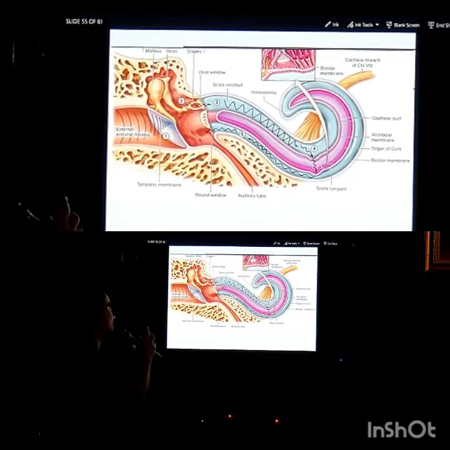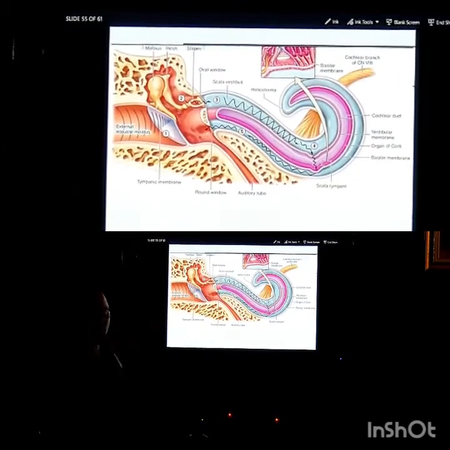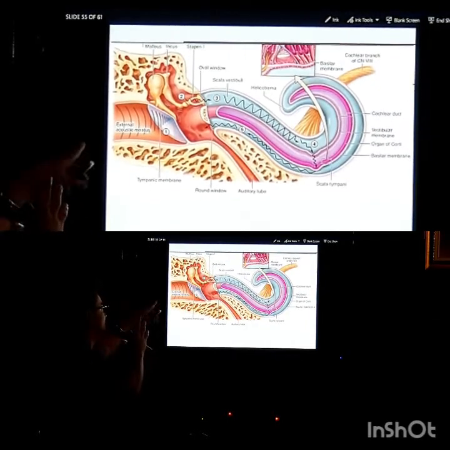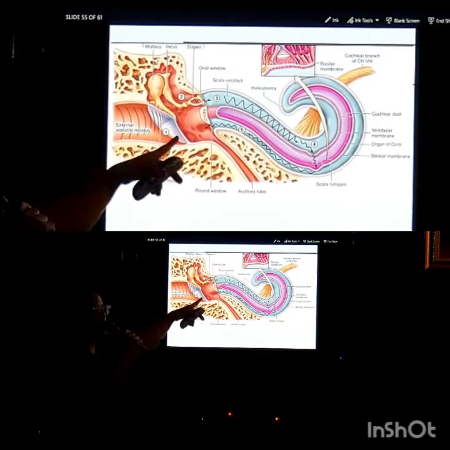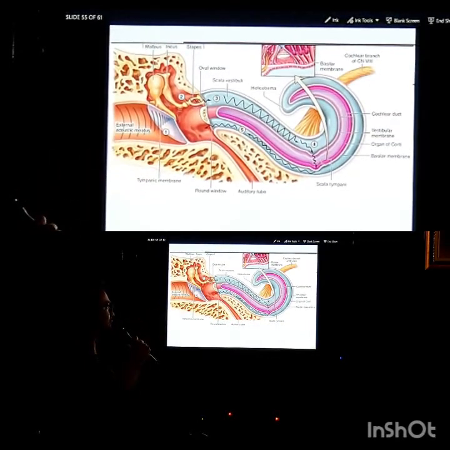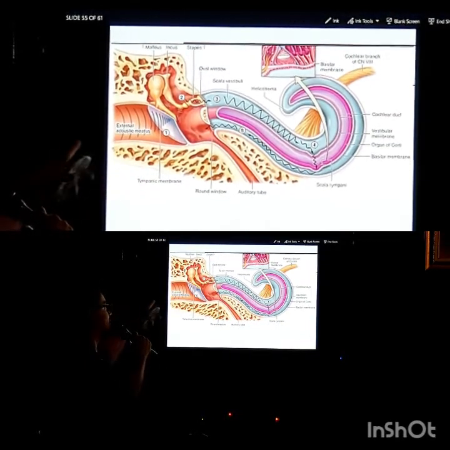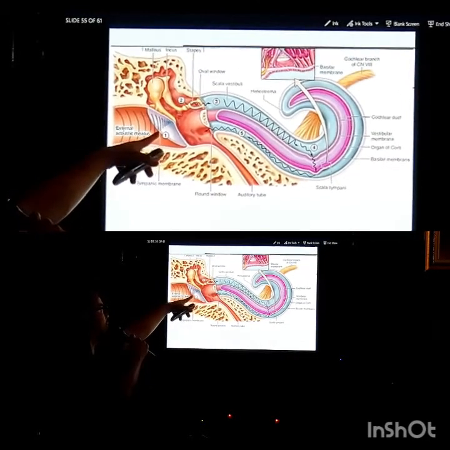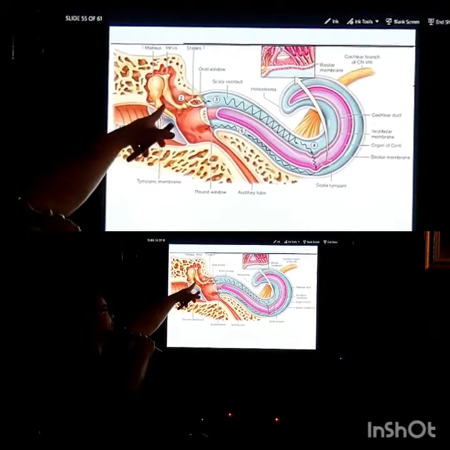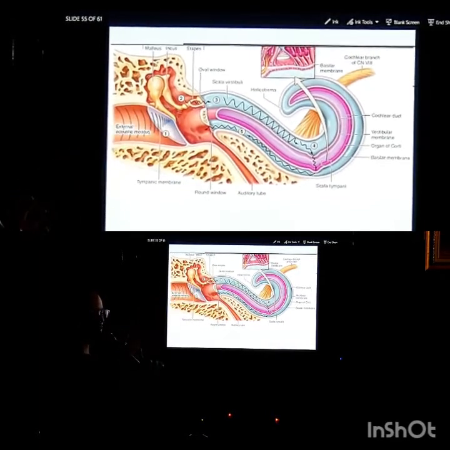Okay, so as sound enters, the outer ear collects the sound, so it acts like a funnel. Sound waves travel through an air medium. Of course, around us is air. As the sound travels through the air medium, it hits the tympanic membrane. The tympanic membrane vibrates and it pushes the ossicular chain. So it moves the ossicular chain.